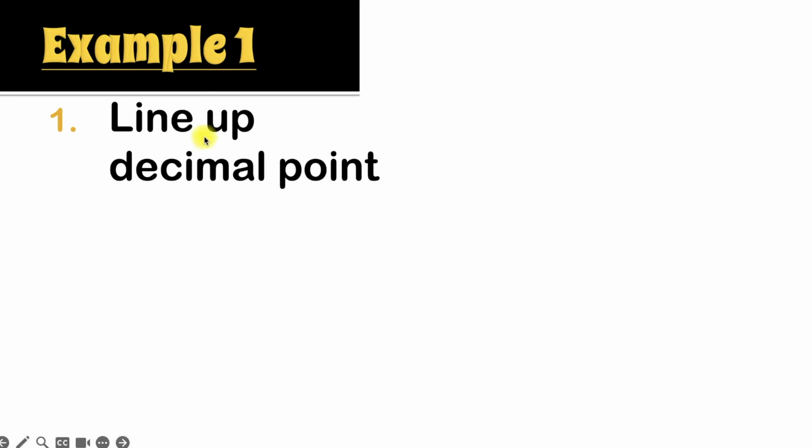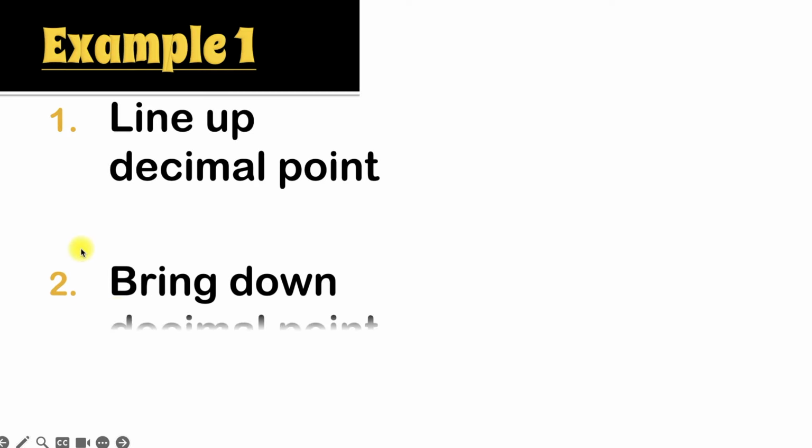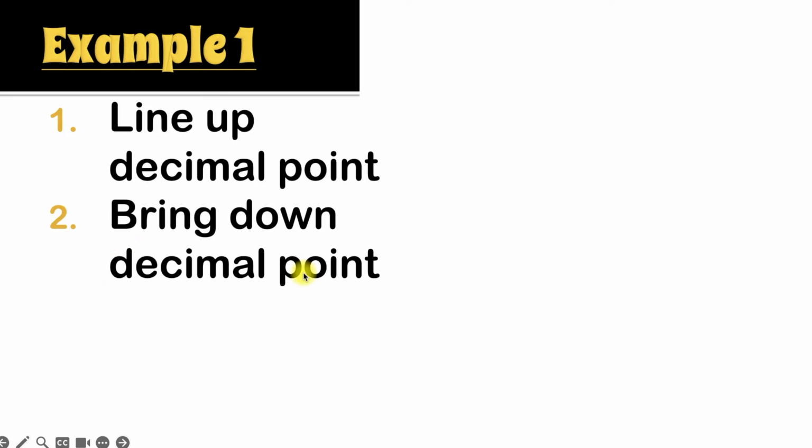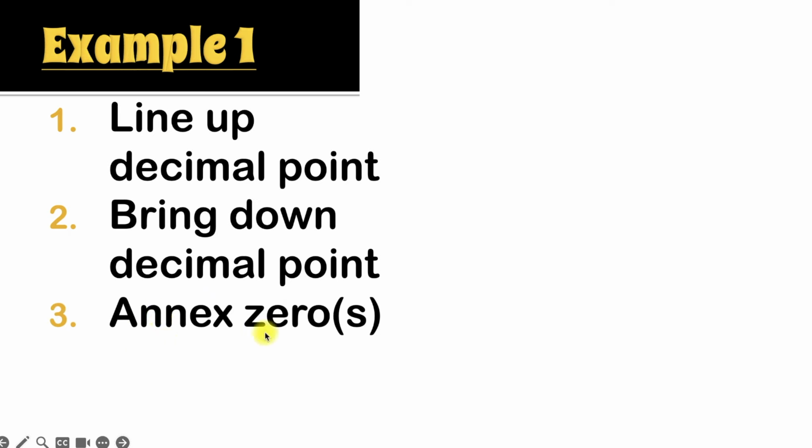Here's our first example. But before we start example 1, let's go over how to add decimals. Step 1 is to line up the decimal point. And remember, that's done because it lines up our place values. Step 2 is to bring down the decimal point. Because once the decimal points are lined up in the question, we should bring down the decimal point to where it should be in the answer. And finally, we should annex any zeros if necessary. Remember, this third step might not happen. If you don't have any blank spots, you won't need to annex any zeros.